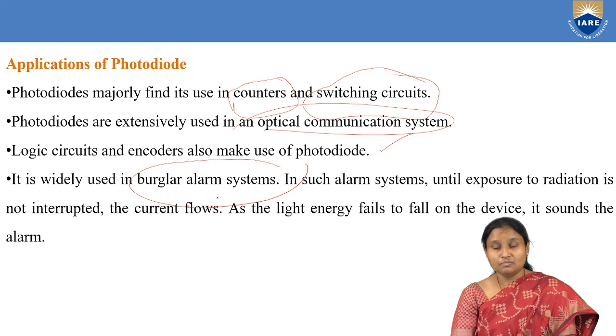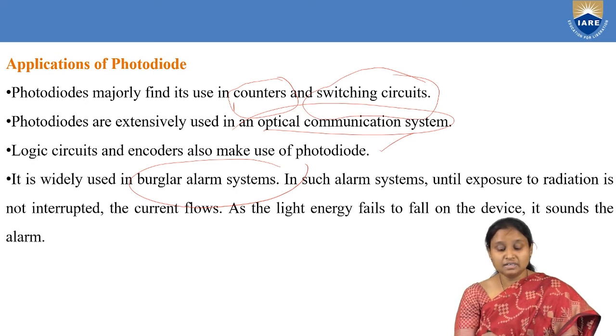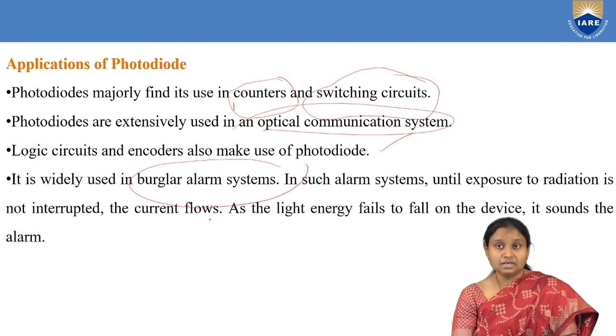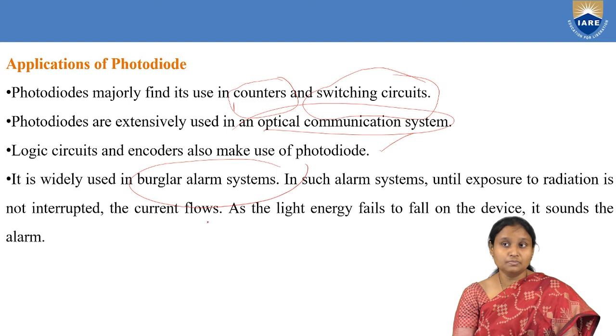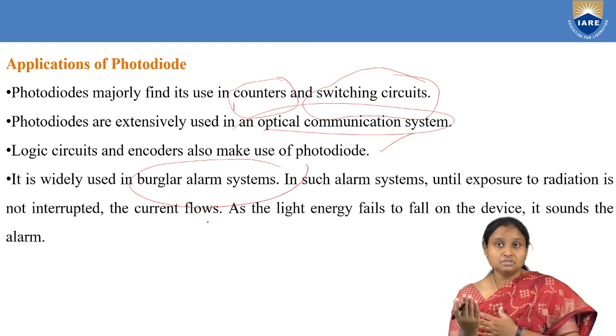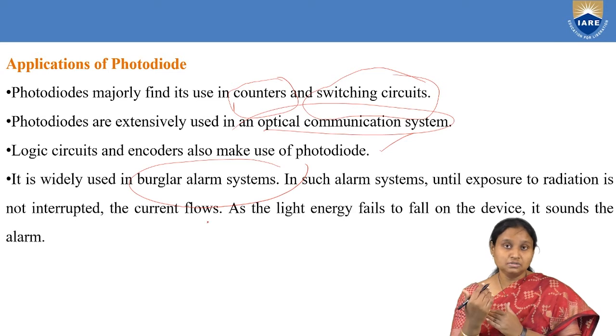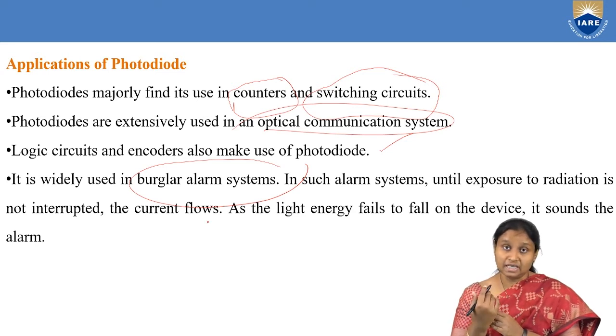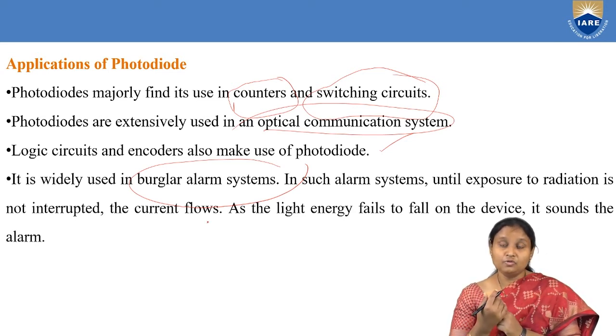Okay, because what exactly happens in burglar alarm systems? Until exposure to radiation is interrupted, the current flows. So here, suppose at the door I have fixed a photodiode. As long as there is no person at the door, there won't be any obstruction to the light, and there will be flow of current.